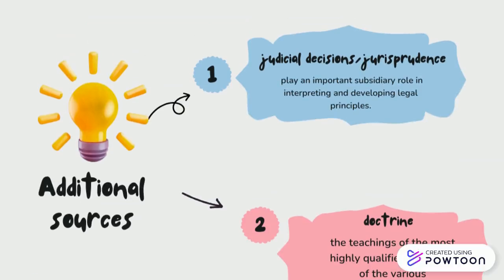Additional sources: jurisprudence and doctrine. These are not officially considered as primary sources, but they help a lot in playing a subsidiary role in interpreting, refining, and sometimes creating law.